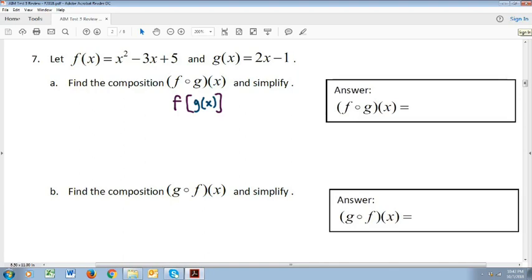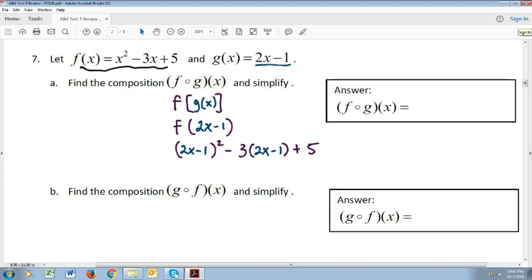Well, what is g of x? Well, it's 2x minus 1. So we're going to replace g of x with 2x minus 1. And so now that's my input for the f function. Now look at the f function. We're going to square our input and then have minus 3 times our input and add 5. So I'm going to go ahead and set this up with a skeleton or shell, is what I call it. And all we're doing is replacing x with our input, which is 2x minus 1.